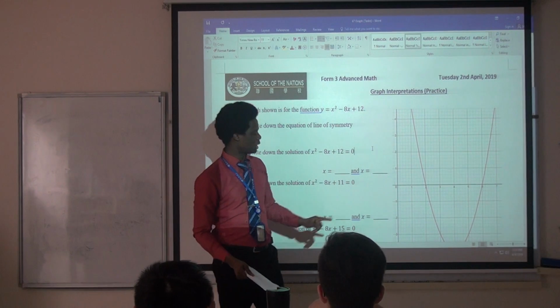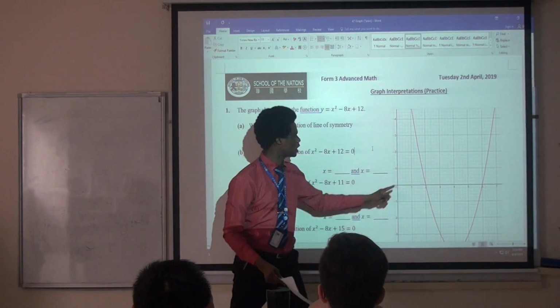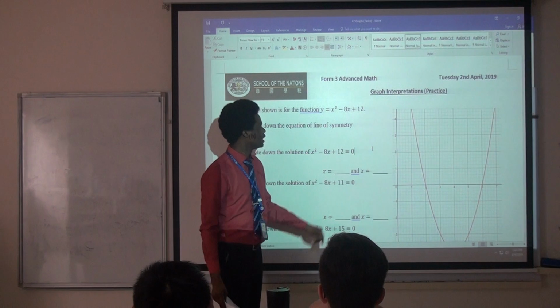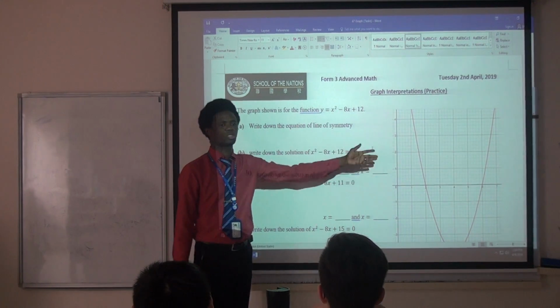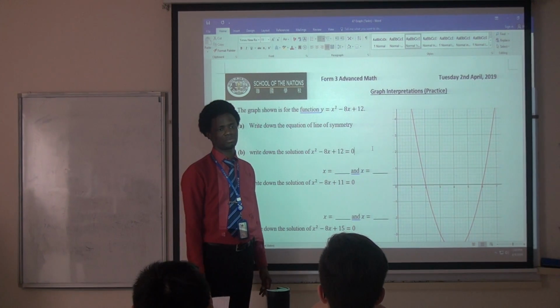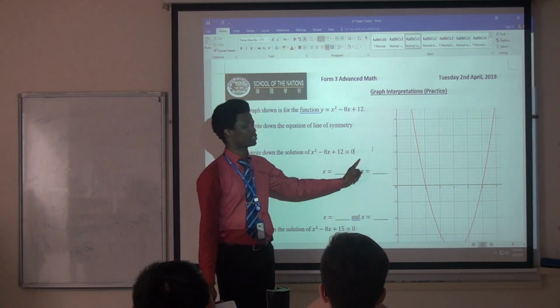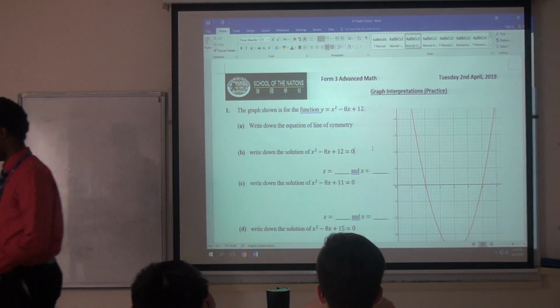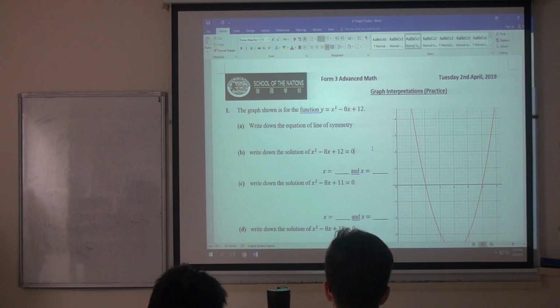Does it make sense? And that is why the answers are 2 and 6. You just look out for where it crosses the x-axis. If the same thing is equated to 0, just look for where it intersects the x-axis. Does it make sense? So the answers here should be what and what again? 2 and 6. And that's all about that.